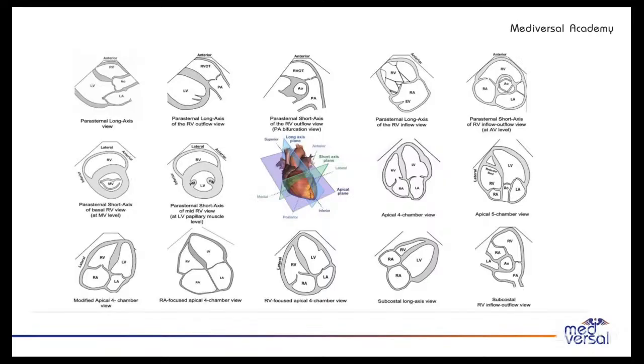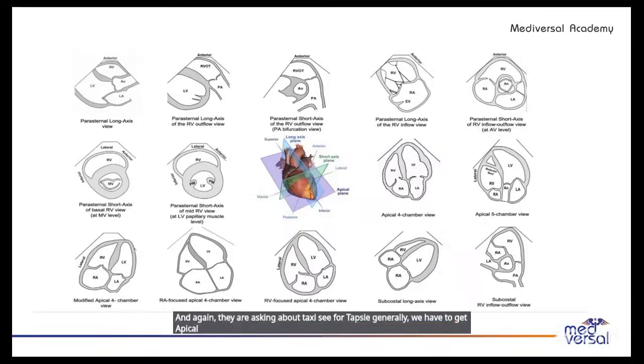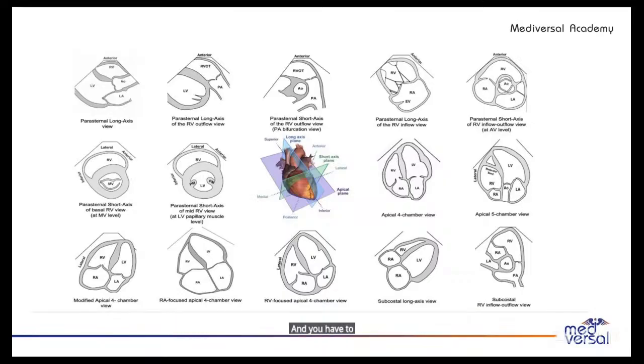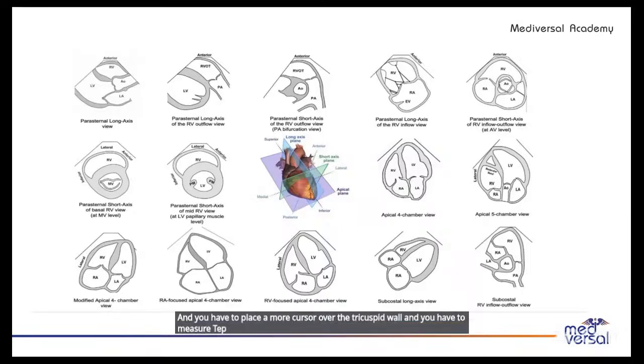And again, they're asking about TAPSE. For TAPSE, generally we have to get the apical 4 chamber view or the apical 5 chamber view, and you have to see the tricuspid valve, and you have to place the M-mode cursor over the tricuspid valve, and you have to measure TAPSE.